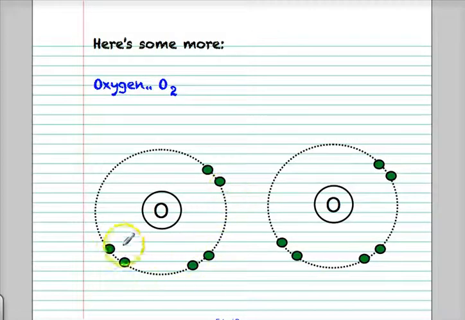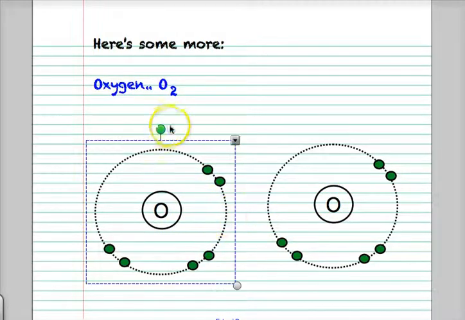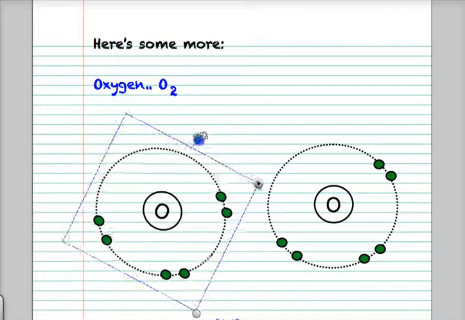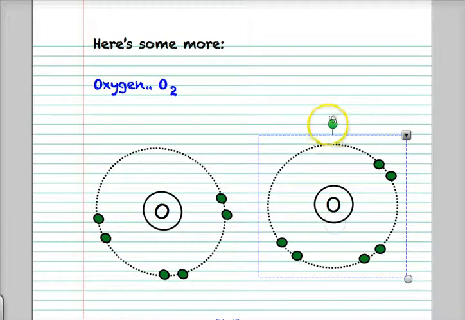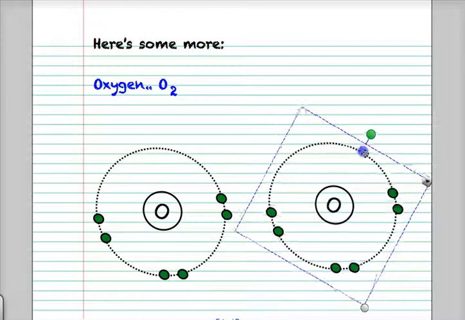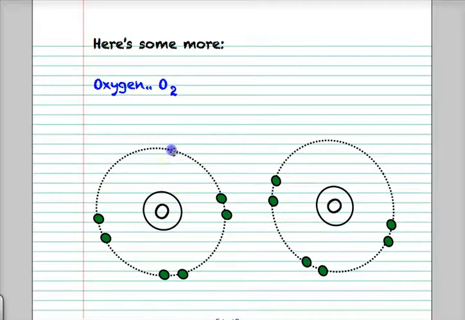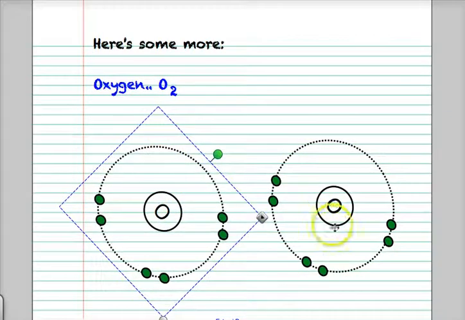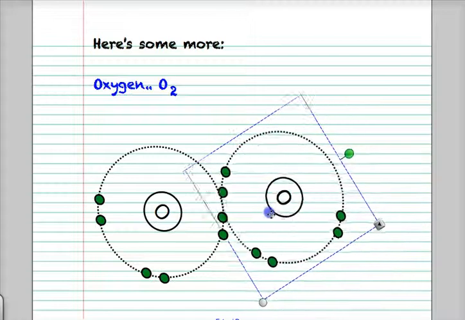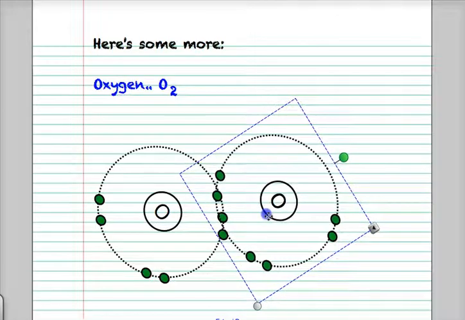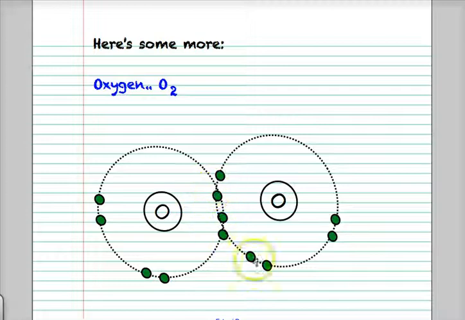And there we can see 6 and 6. Now if two oxygens get together, like this, I'm just going to rearrange these two a little. Just move that around there. Move that around a little further. We can see if they get together and their valence orbitals overlap, they can achieve full orbitals by sharing.